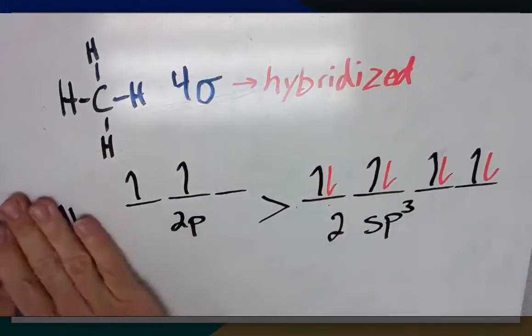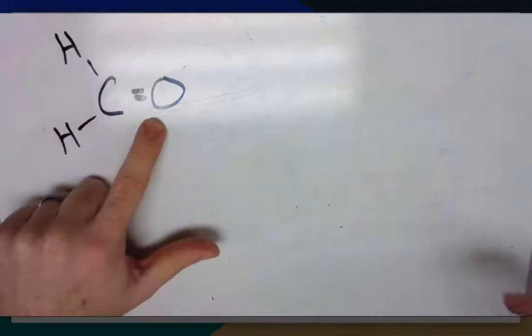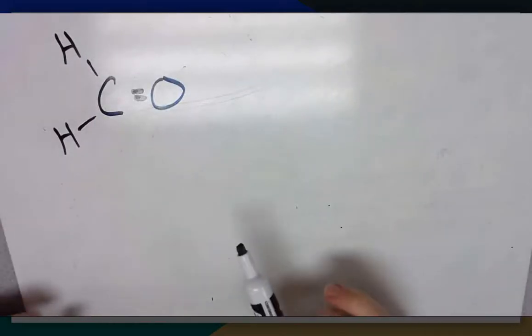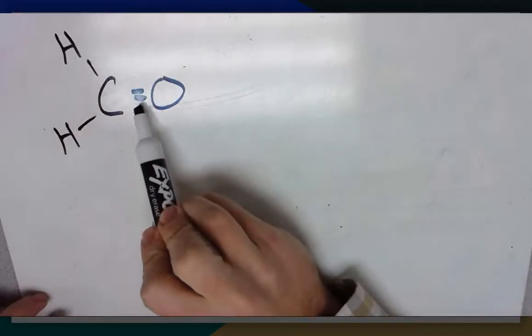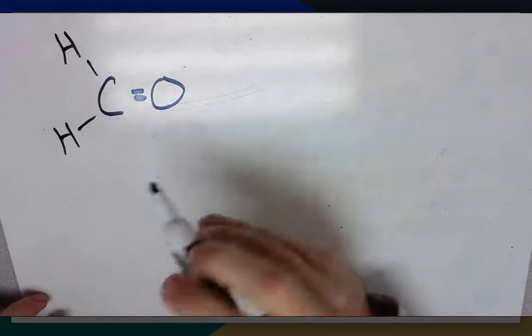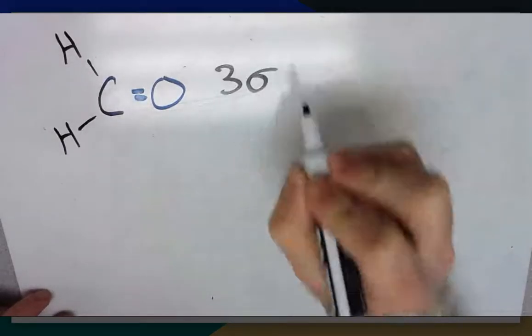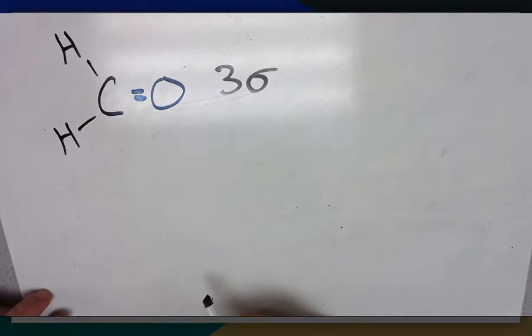Now let's look at double bonds. Here we have a double bond. It doesn't matter if it's a double bond to an oxygen or a carbon or any other atom. How many sigma bonds are there in this molecule on this central atom? There's one here. It doesn't matter which one, but there's one of them because the first is always a sigma bond, and then there's two more, right? So we have 3 sigma bonds.